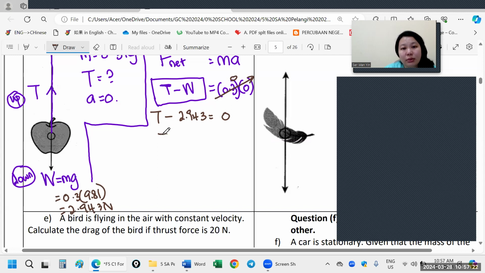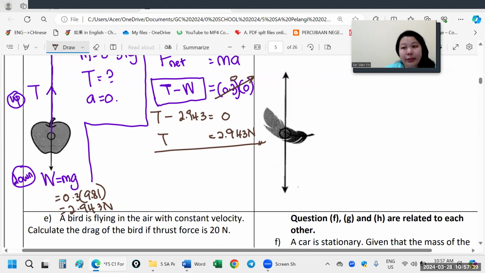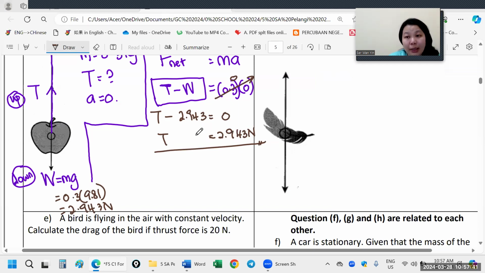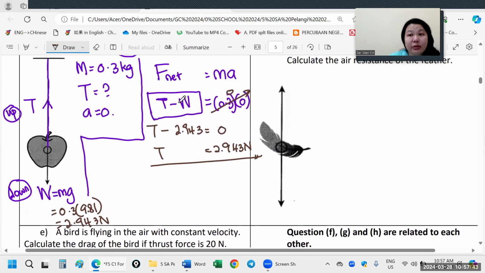Okay, so T will equal positive 2.943 Newton. Now get it? We always use net force equals MA. Net force means one force minus another.